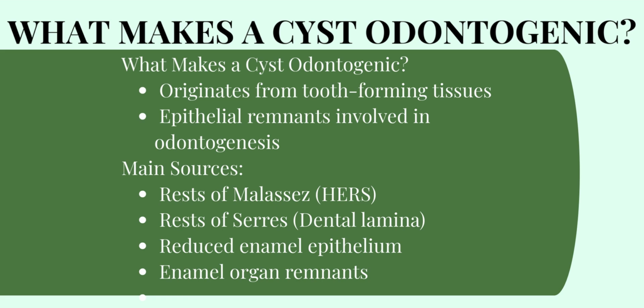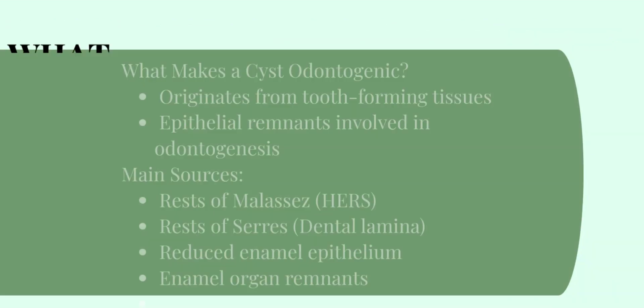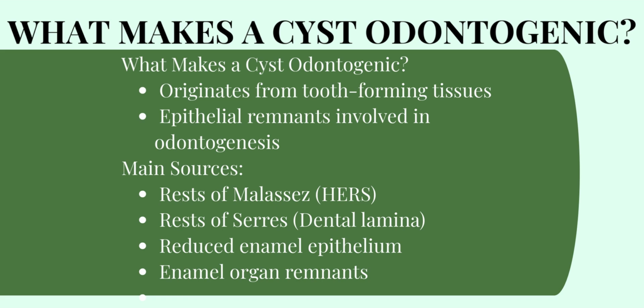So now that we understand what a cyst is, the next question is, what makes a cyst odontogenic? In simple terms, a cyst is called odontogenic when it originates from the tissues that were involved in tooth development. During odontogenesis, several epithelial structures are formed, and even after the tooth is completely developed, tiny remnants of these epithelial tissues remain in the jaws. These remnants can later proliferate and form cyst.